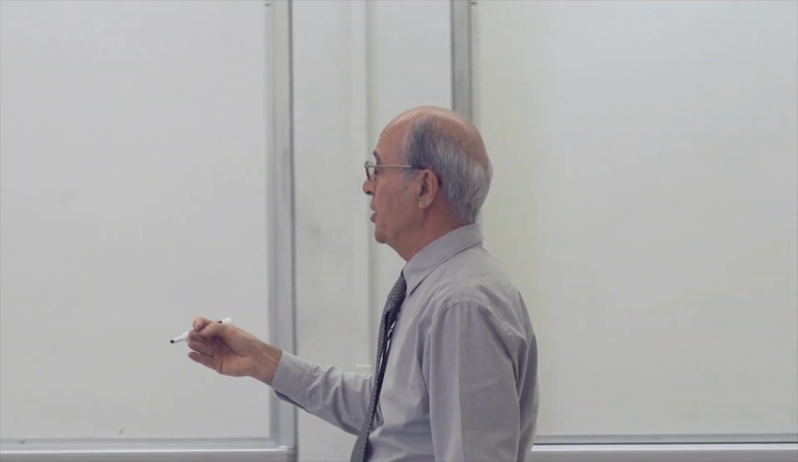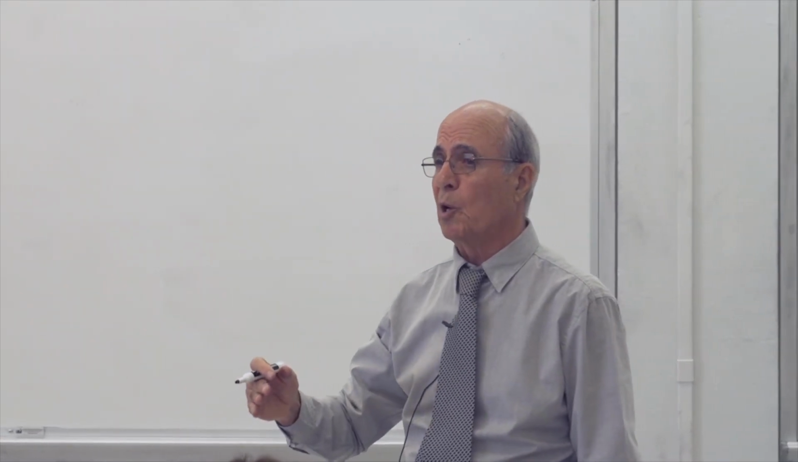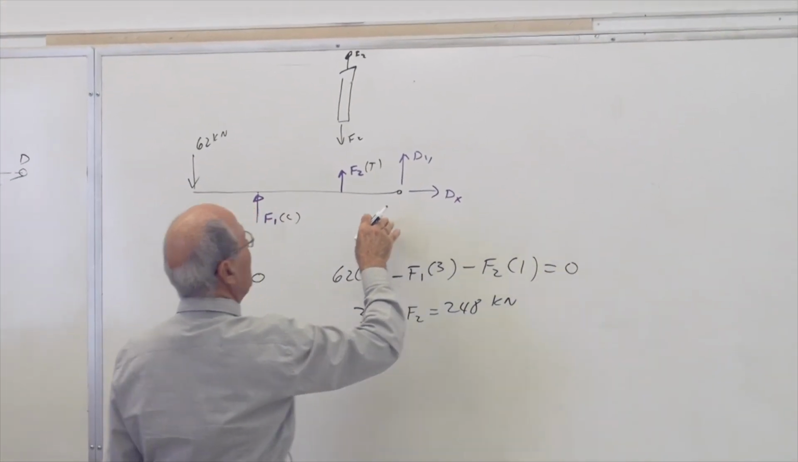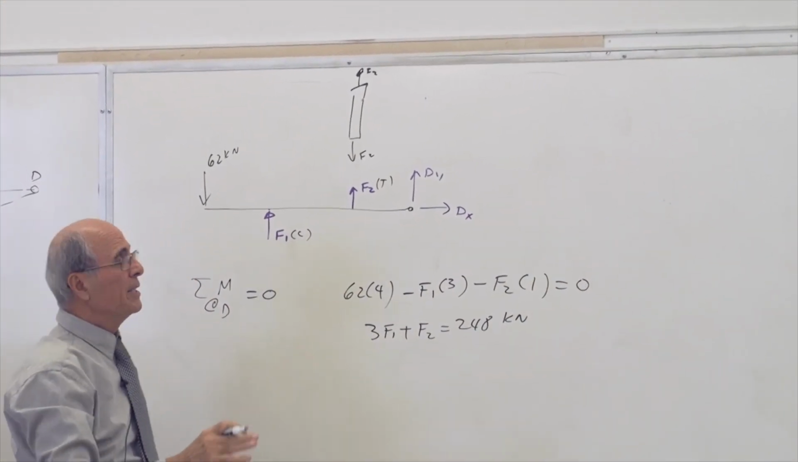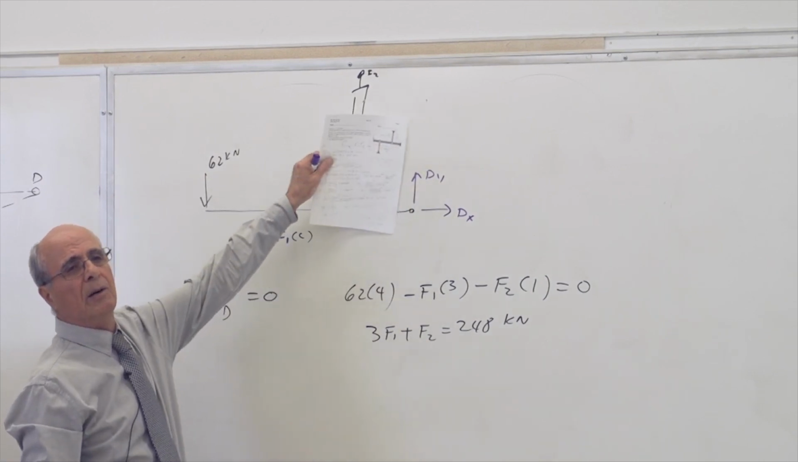So it becomes 240 kilonewton, the sum of the two forces. If I come up with another relationship between F1 and F2, then I'm going to be able to solve it. Remember, of course, you have sigma Fy equal to 0 and you have sigma Fx equal to 0, but that's not going to help you. Still, you have 3 equations and 4 unknowns.